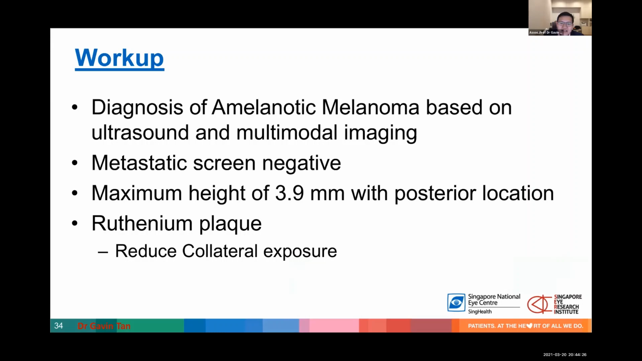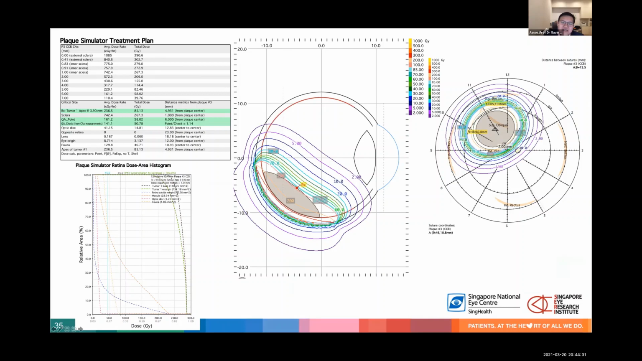As will be shown later, with ruthenium plugs, the radiation exposure lines tend to be much closer together, and you get much quicker fall-off. So just moving a few millimeters away from the treatment zone, the amount of exposure in terms of grays is much, much less than you would normally expect in an iodine treatment.